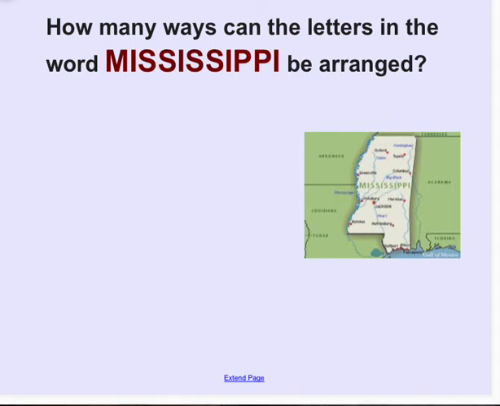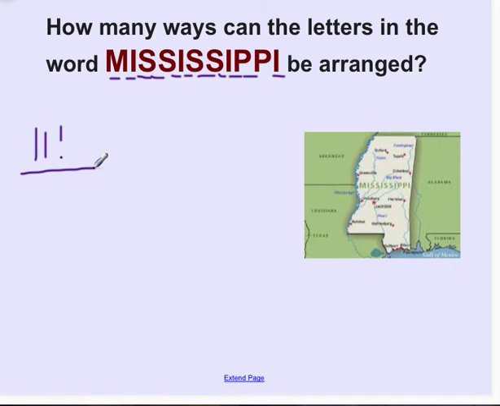So the first thing I want to do is count how many letters I have. 1, 2, 3, 4, 5, 6, 7, 8, 9, 10, 11. So there's 11 letters in the word Mississippi. So on top of my fraction, I'm going to have 11 factorial. That goes on the top of my fraction. Then on the bottom, I'm going to divide by anything that's being repeated.